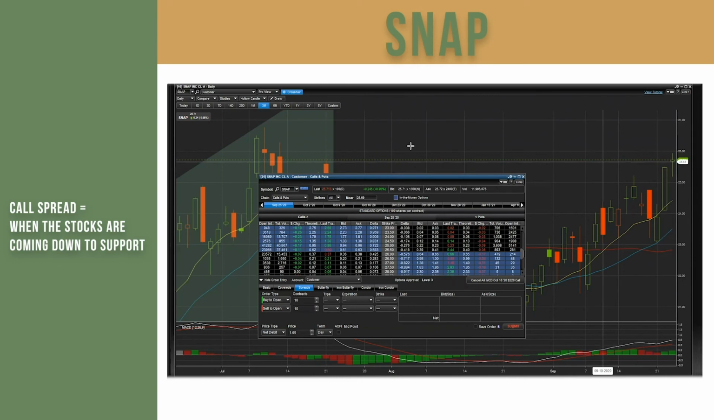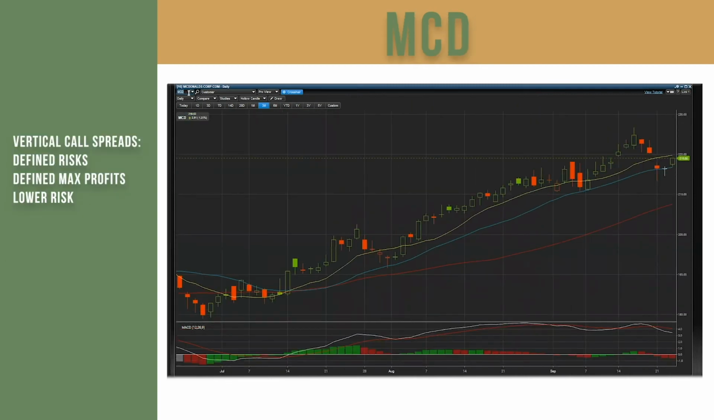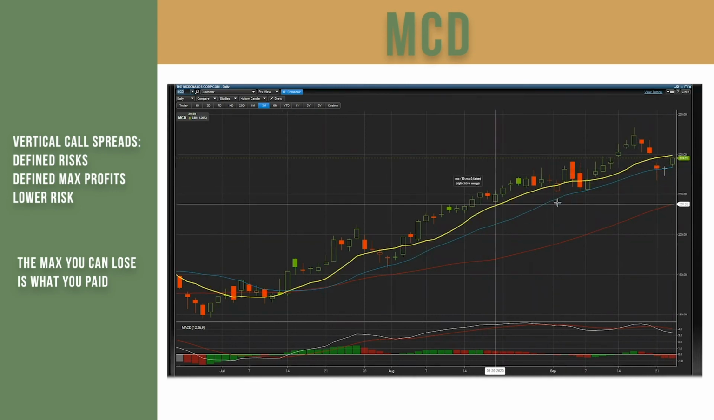Now you know when to go and how to find your target resistance areas, how to find your stops, when to go with a call, when to go with a spread. And like I said, the most important thing here is vertical call spreads. They're defined risk, they're defined max profits, and you have a lower risk of losing a lot of money on these. You know, obviously the max you could lose on a spread is what you pay. So in that example on McDonald's here where we talked about it being $1.65, that's the absolute max you could lose is that $1.65 a contract. So $165 max loss compared to if you just picked up that call that was $900, I'd rather risk that $165 than that $900. So that's really important to understand.